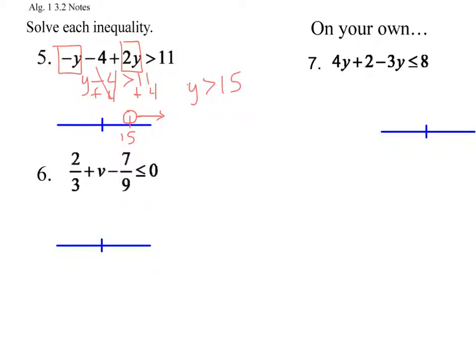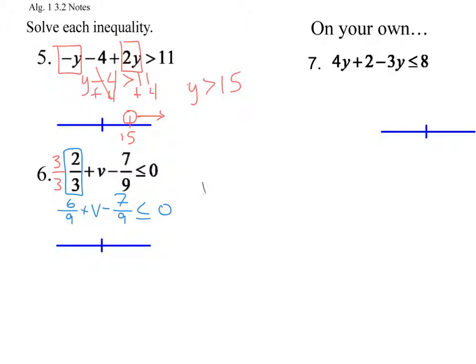For number 6, we've got some fractions going on. In order to add fractions together, I need to create a common denominator. So basically I'm going to multiply this 2 over 3 right here by 3 over 3, which is essentially multiplying it by 1. Then I'm going to end up with 6 over 9 plus v minus 7 over 9 is less than or equal to 0. Alright, and then I can go ahead and combine like terms.